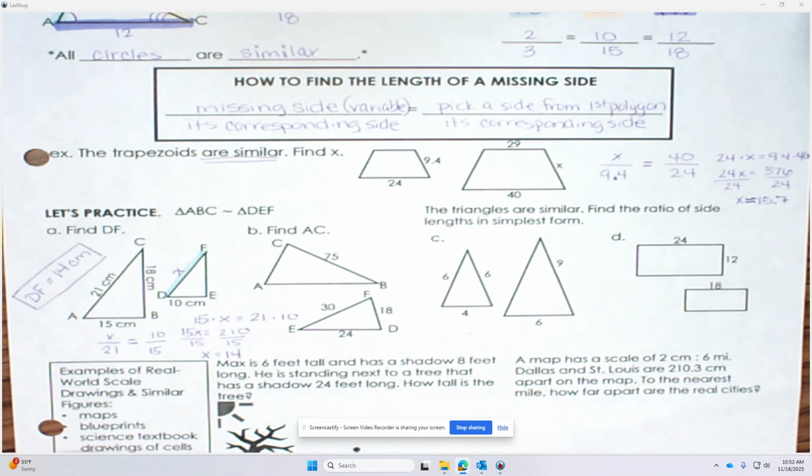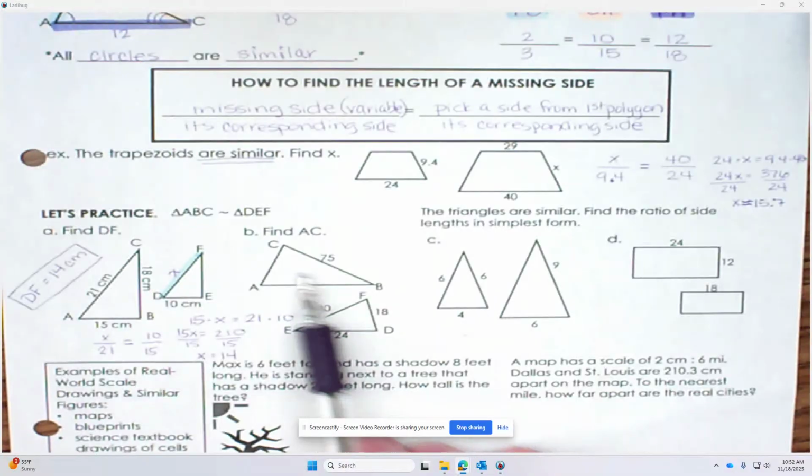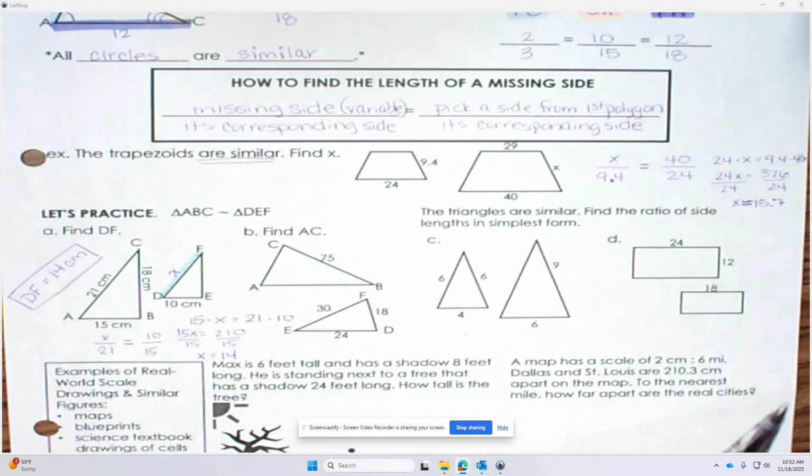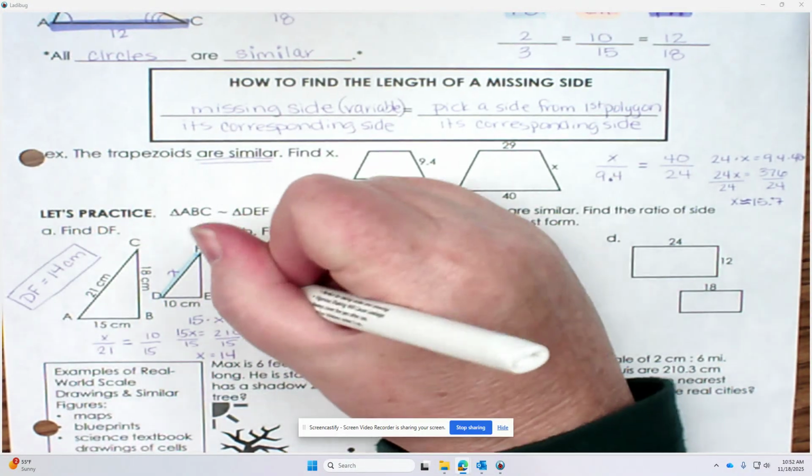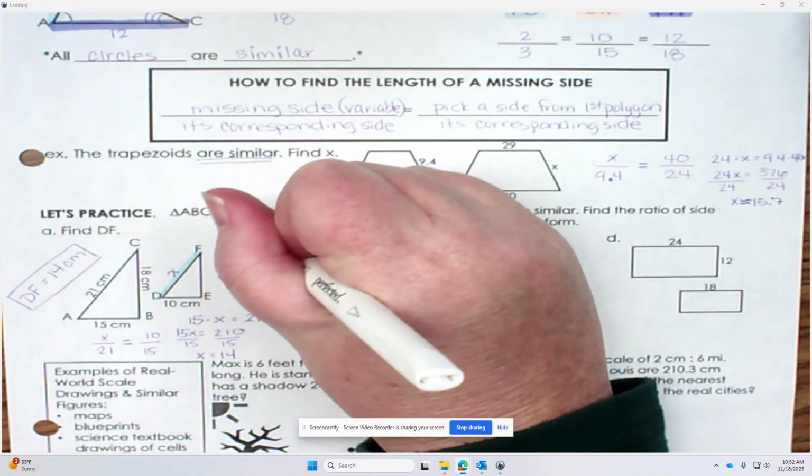Okay. All right, hopefully you did this next one as well. It says find AC, so I'm going to highlight that so I don't get confused again on what I'm even looking for.